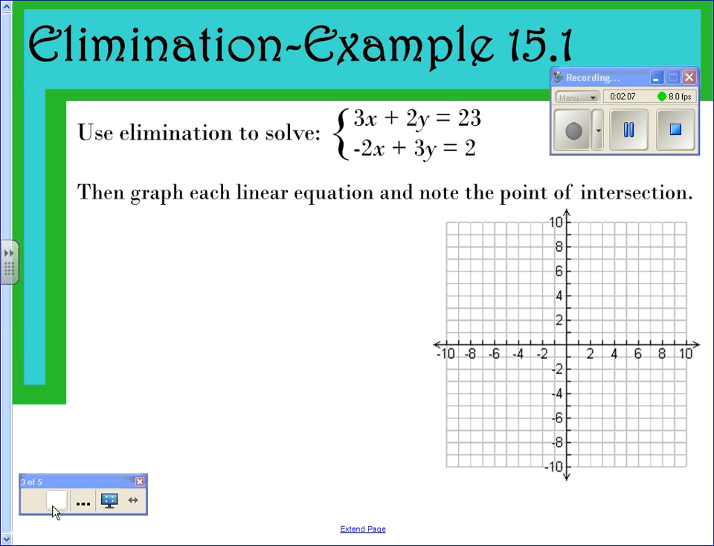All right, so we're going to look at an example. We want to use elimination to solve. Right now, if we combined our two equations, 3x and -2, is that going to eliminate an x, or is it still going to be there? Okay, 2y, 3y, is that going to eliminate, or is it still going to be there? So we need to multiply one or both of the equations by something so that we can eliminate a variable.